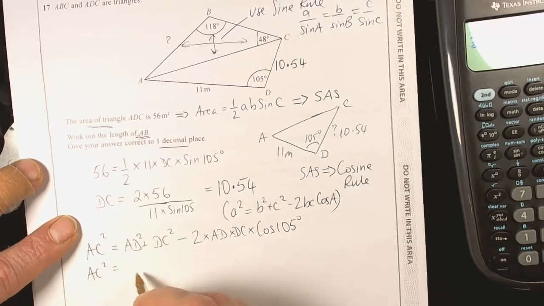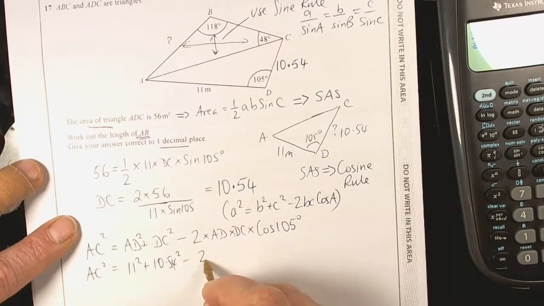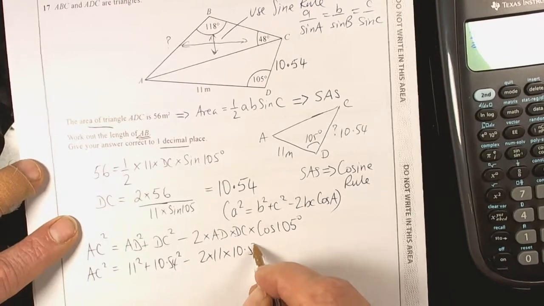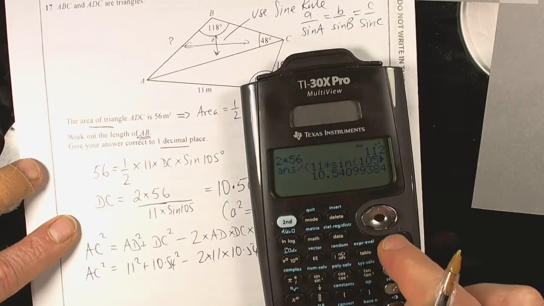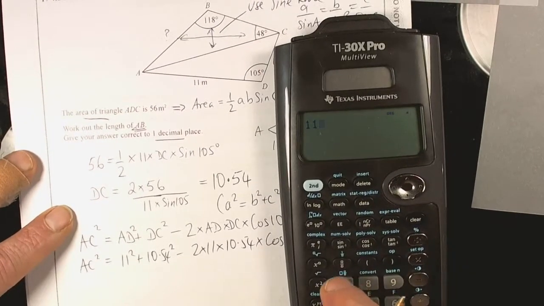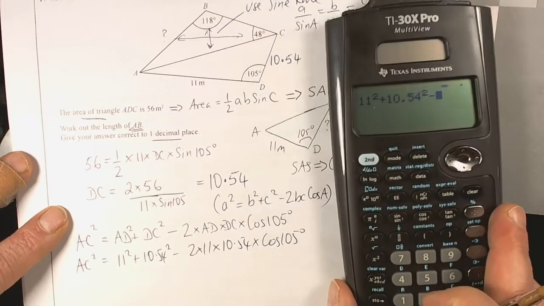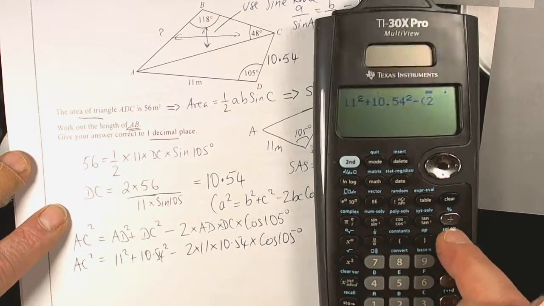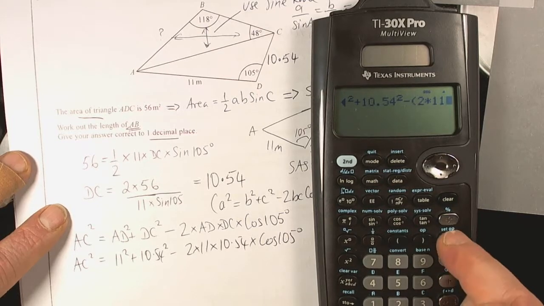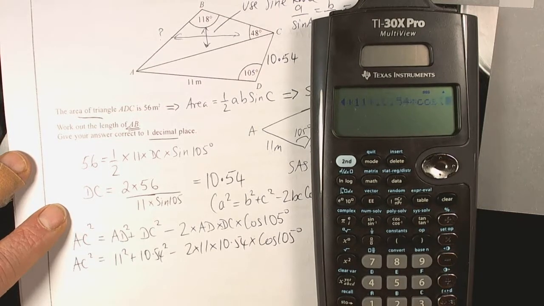So we know now that AC squared is going to be equal to AD squared plus DC squared, take away 2 times those, times the cosine of 105 degrees. Okay, so we've got 11 squared plus 10.54 squared, take away. Now, because we're doing lots of operations in this takeaway bit, I prefer it in a bracket. Most calculators you don't need it, but I tend to do that. So 2 times 11 times 10.54 times the cosine of 105.